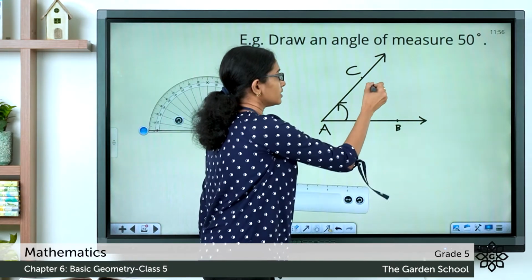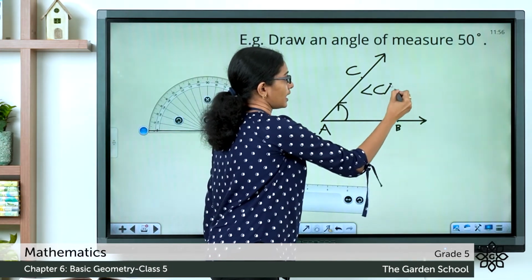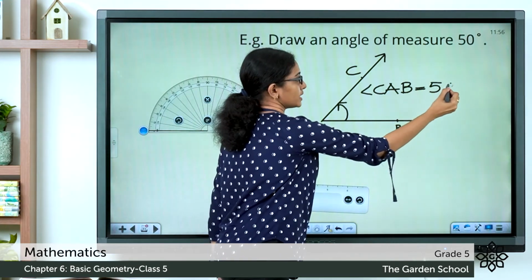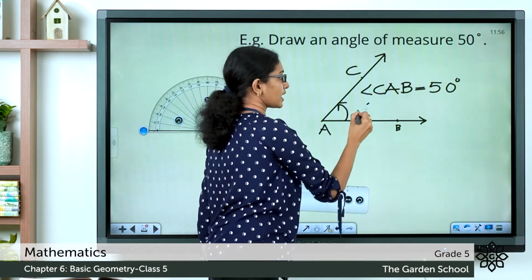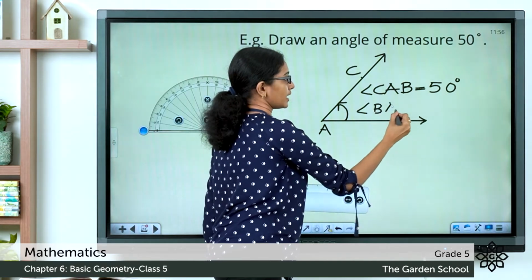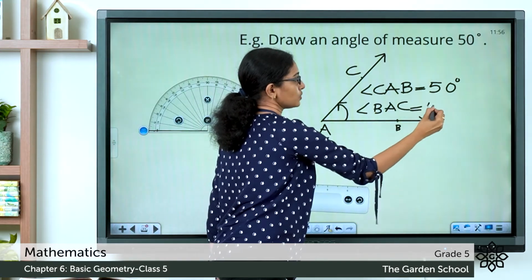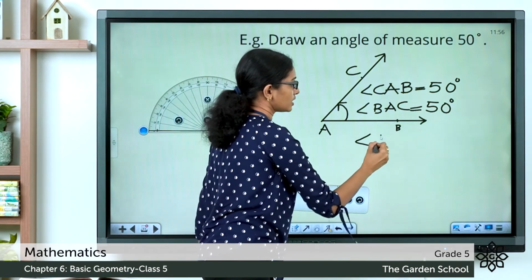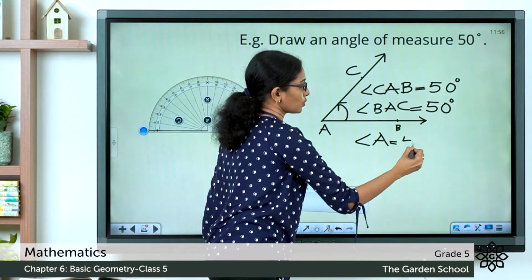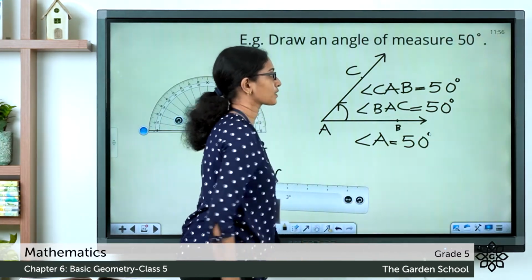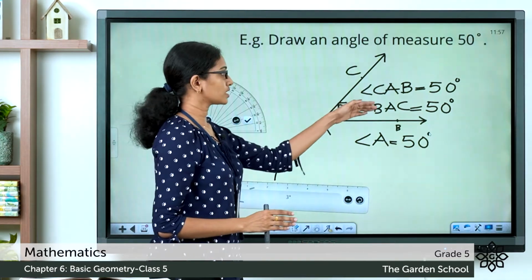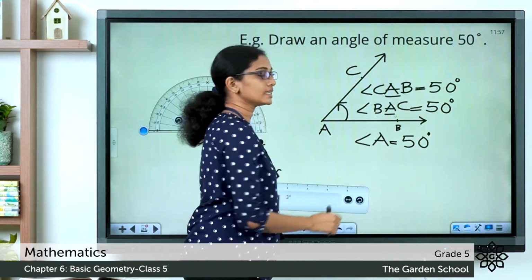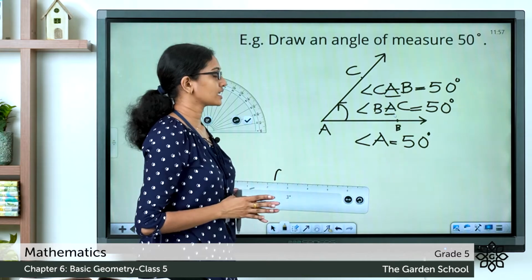So this is angle CAB is equal to 50 degree. You can also write angle BAC is equal to 50 degree, or even angle A is equal to 50 degree. Note that when you are using 3 points to mention the name of an angle, the vertex should be written in the middle of the name. Hope this is clear to you.